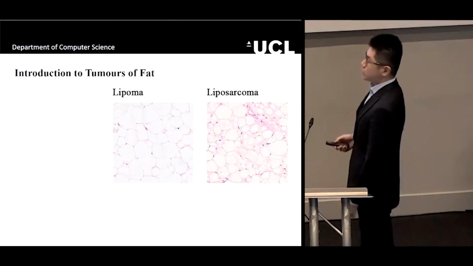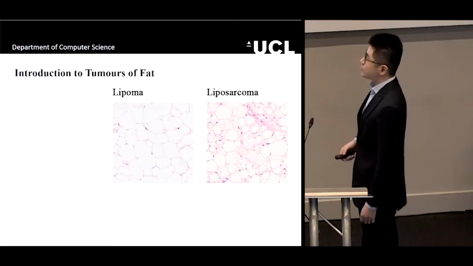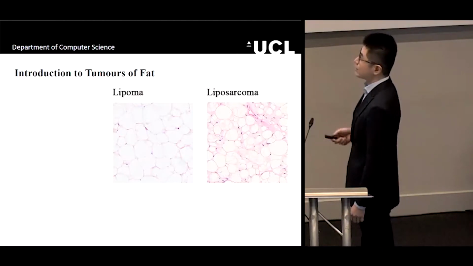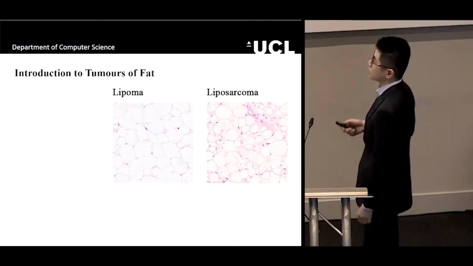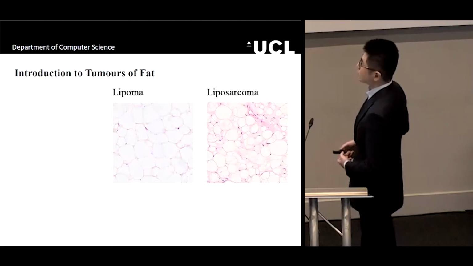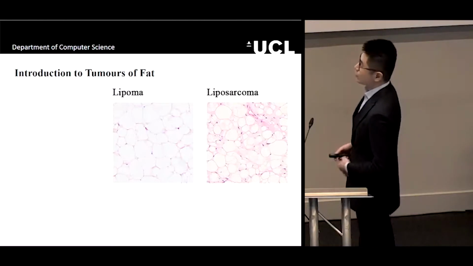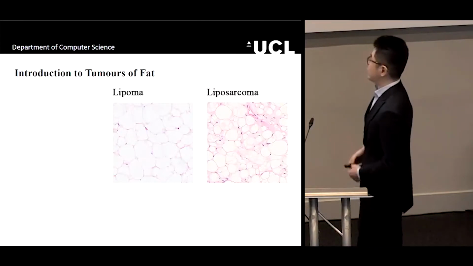So here you can see there are two typical examples of the fatty tumors. On the left-hand side, it is a typical benign sample, which is a lipoma, and on the right-hand side, it is a malignant sample, which is called liposarcoma. Both of them are made of fat cells, where we could find there are a lot of white spaces, and they do look very similar on the face of it.